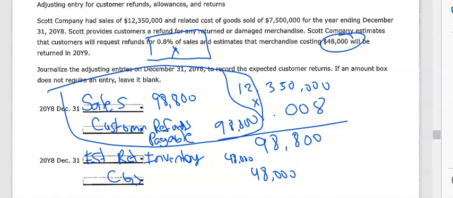And I recommend just memorizing it for now, the accounts. And then as we go through this over and over, it's going to start to make more sense. But this is an adjusting journal entry for estimating sales returns. So let me know if you have any questions. Thanks.